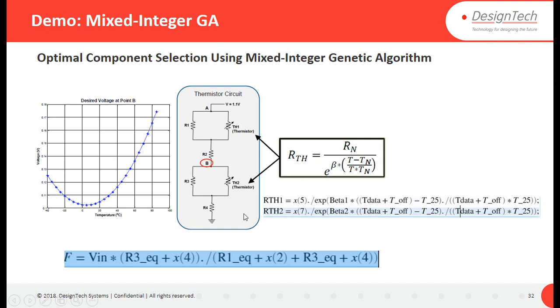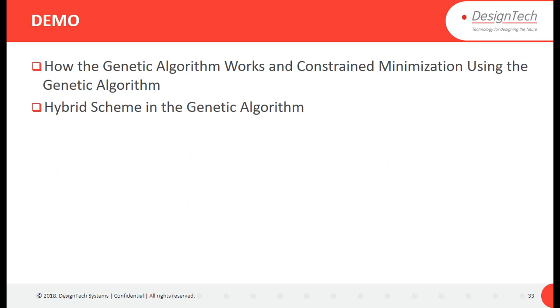So before going on with this example, I would like to show you a demo, then we will switch to it. Again, how the genetic algorithm works and constraint minimization using the genetic algorithm in MATLAB, I am going to show you that. Also the hybrid scheme in the genetic algorithm, because to enhance the speed, how we can use a hybrid scheme in the genetic algorithm. We are going to discuss both. So first of all, we will start with constraint minimization using the genetic algorithm.